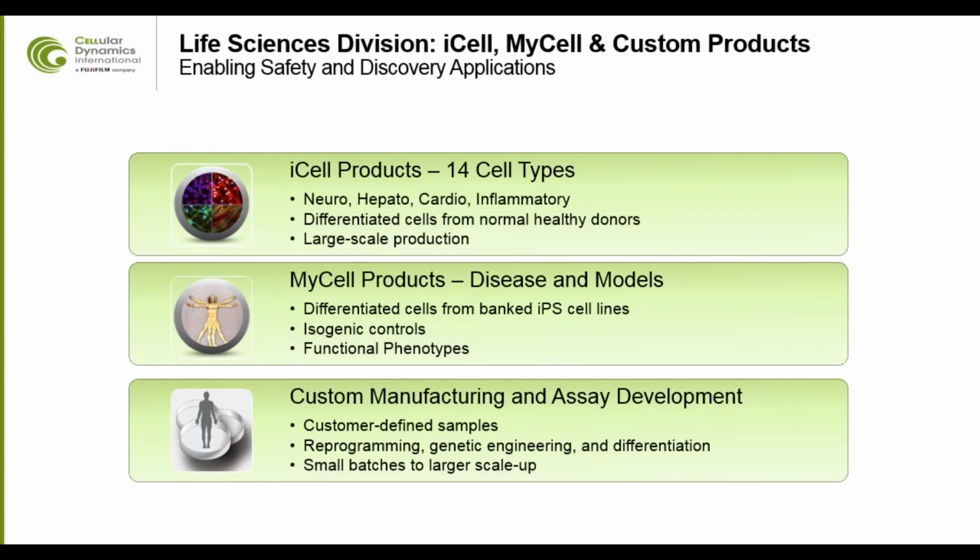All right, within our life science division, we break that up into three different areas. One is the iCell products. These are our standard off-the-shelf tissue-specific cell types. So whether they're from neuro, hepato, or cardiac lineages or others, these are the standard off-the-shelf offerings. We also have what are MyCell products and custom manufacturing products.